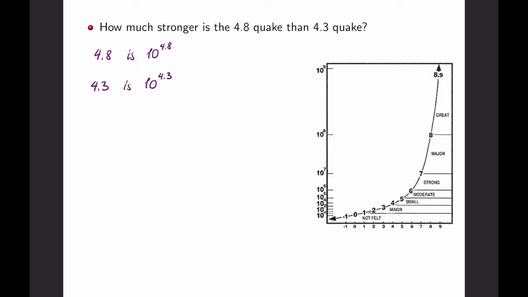So if I'm interested in respective intensities, I can simply divide the two by each other. So I have that 10 to power 4.8 divided by 10 to power 4.3, which, according to the exponentiation rules, I simply subtract the powers. So I'm going to get 10 to power 0.5, which is approximately 3.16. So that means that a 4.8 earthquake is 3.16 times stronger than the 4.3 earthquake.